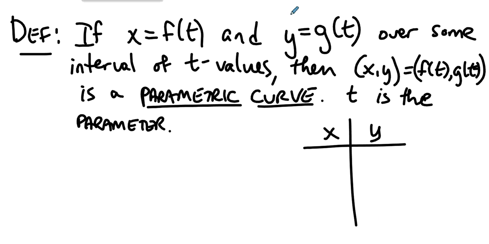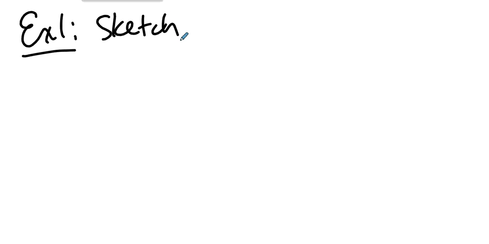Well, in this scenario, you get to pick the t values. You can pick them. They are the parameter. So t is the parameter. So you get to pick values for t, and then those values of t determine x's and y's. And then instead of getting an output, you get a point that's the output. That's the idea here.